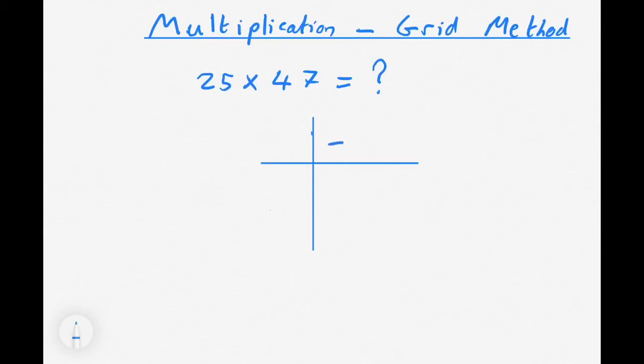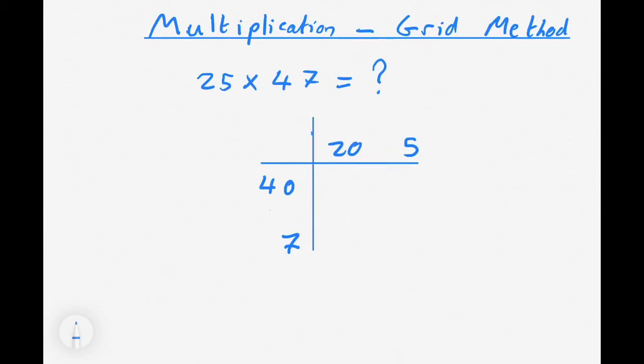And I'm going to split it into 20 and 5. 47, I'm going to do the same down the left-hand side. So I'm going to split it into 40 and 7. And now what we're going to do is multiply those bits that we've separated together to get the 4 separate calculations that we get. So let's have a look.